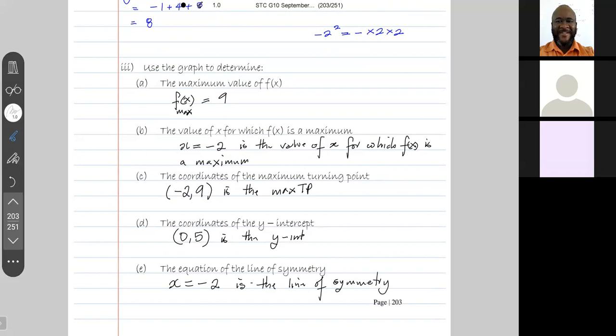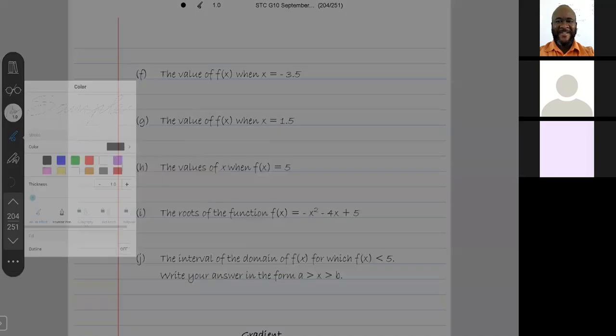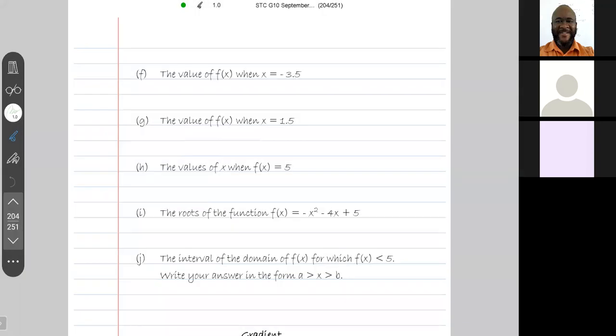All right, let's see what's coming next. Next, we need the value of f of x when x is equal to minus 3.5 and the value of f of x when x is equal to 1.5. Change the color ink here. When x is equal to minus 3.5 and when x is equal to 1.5.